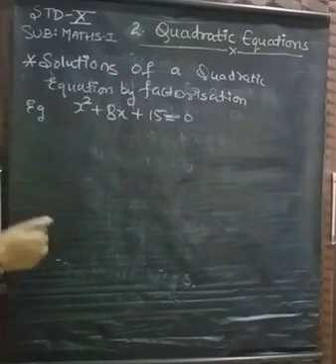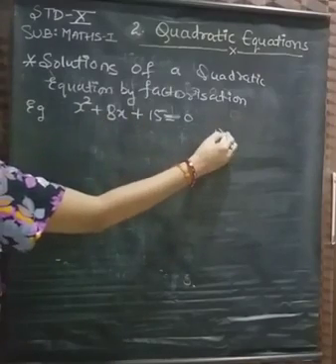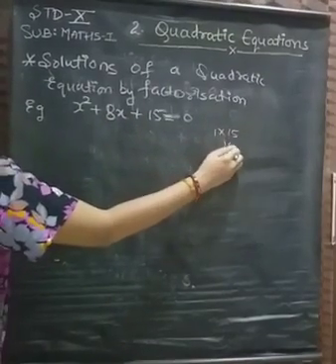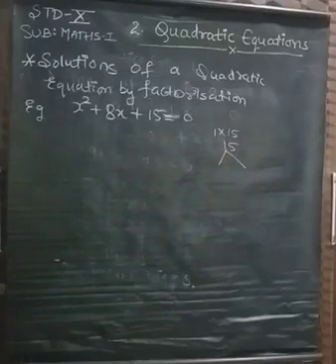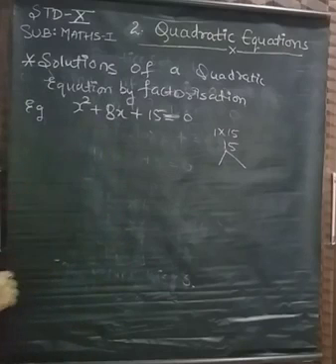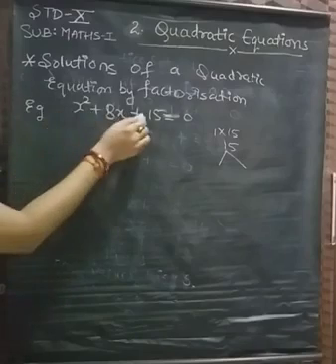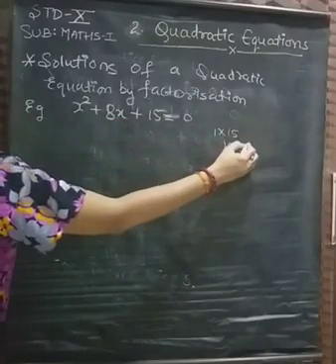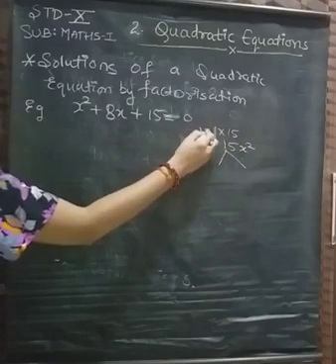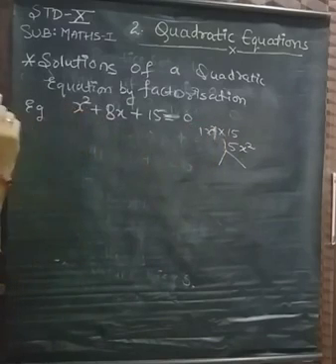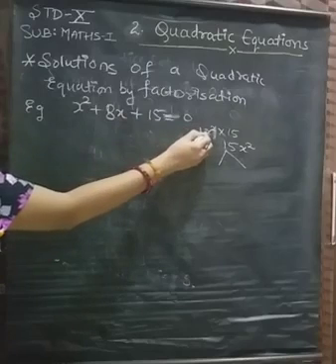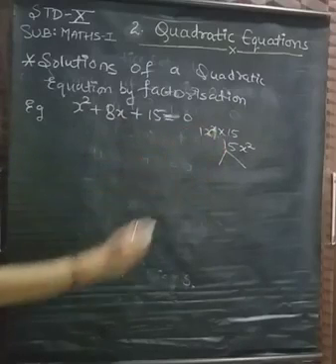Clear? Now you have to divide this 15 into two terms so that by multiplication you get 15, and by addition you get the middle term, that is 8x. You multiply the first and the last term and get 15x square. The coefficient of the first term is 1, so x square into 15 is 15x square.